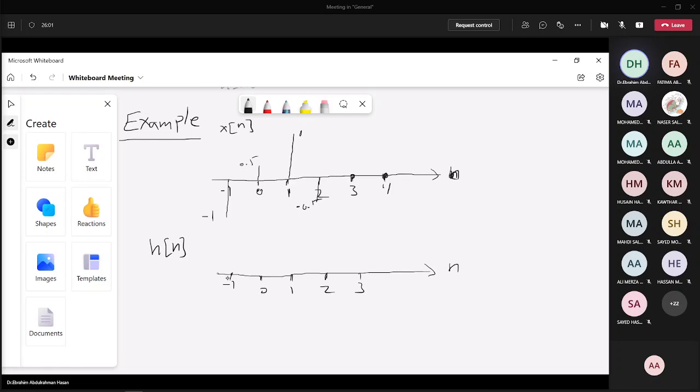h of n. So at -1 equal to 0. At 0 equal to 0.5. At 1 equal to 1. At 2 equal to -0.5. And at 3 equal to 0.5.